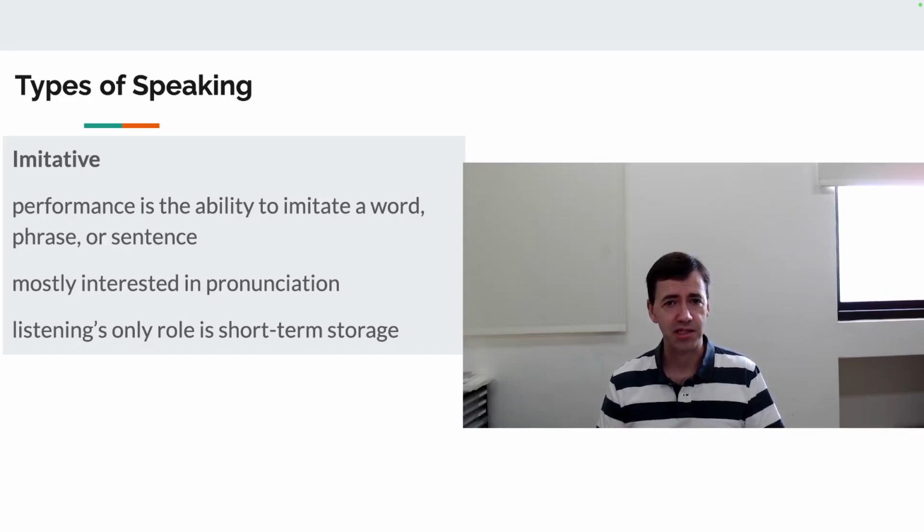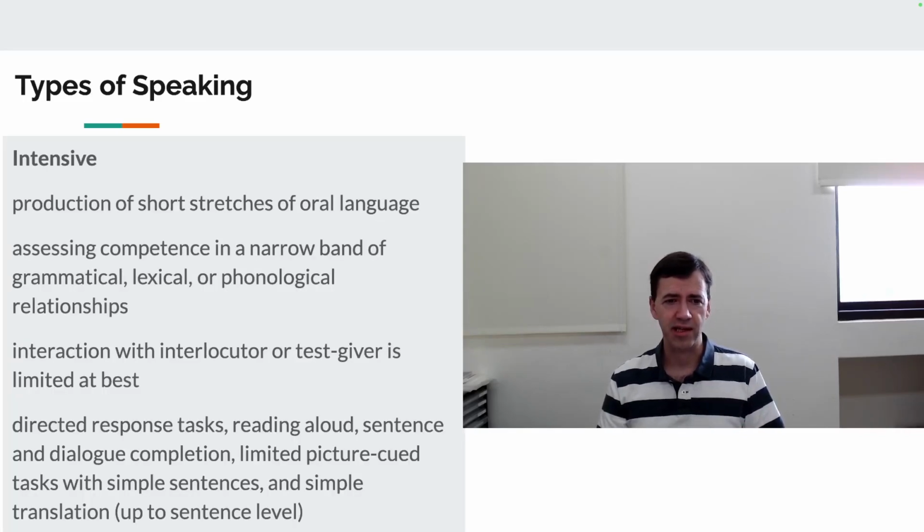Now, this is the speaking part, not the listening part, right? So the performance is the ability to imitate a word, a phrase, or a sentence. Won't go any longer than a sentence. Sometimes a sentence is already too long. What we're mostly interested in here is their pronunciation. So listening's only role here is for short-term storage. That's why you don't want to go longer than just a short sentence, because then it becomes something more than just limited listening and memory.